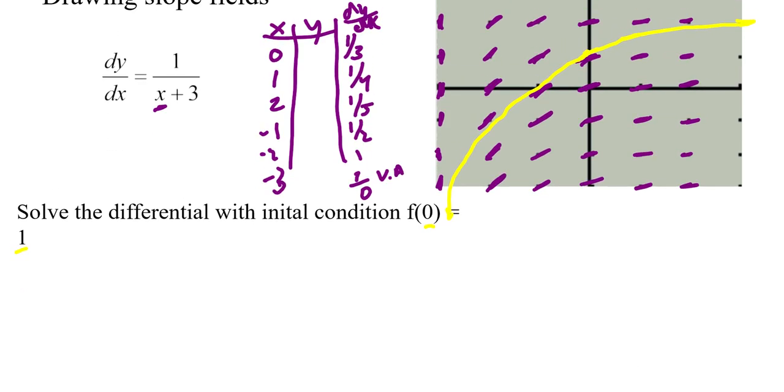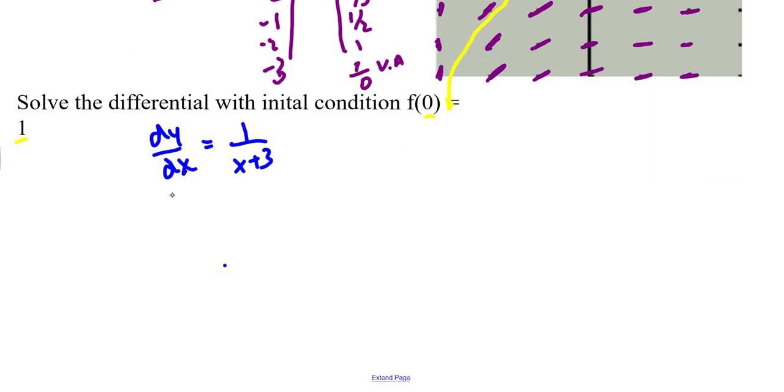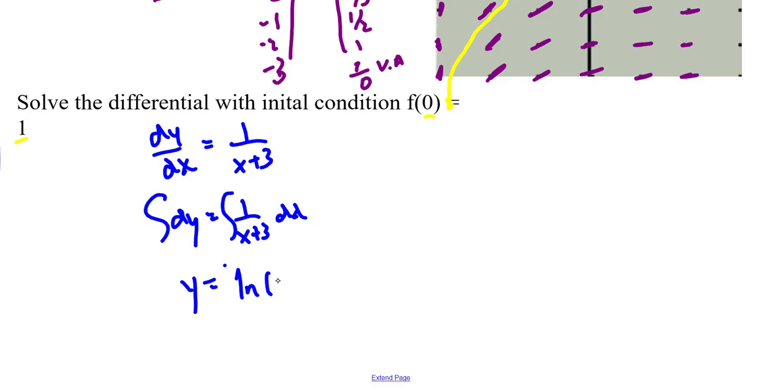So let's just verify what this answer would be. Let's solve this differential equation just to verify what the slope field that we found actually is. So we'll separate our variables again. dy equals 1 over x plus 3 dx. There's a y over here. So we're going to integrate both sides. We have y equals, what is this going to be? Well, the integral of 1 over x plus 3 is natural log of x plus 3, plus c.